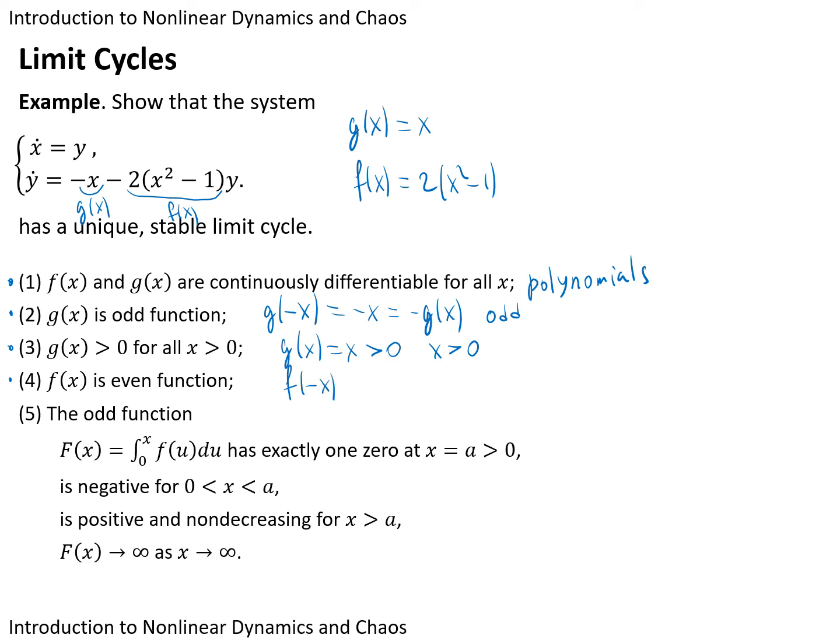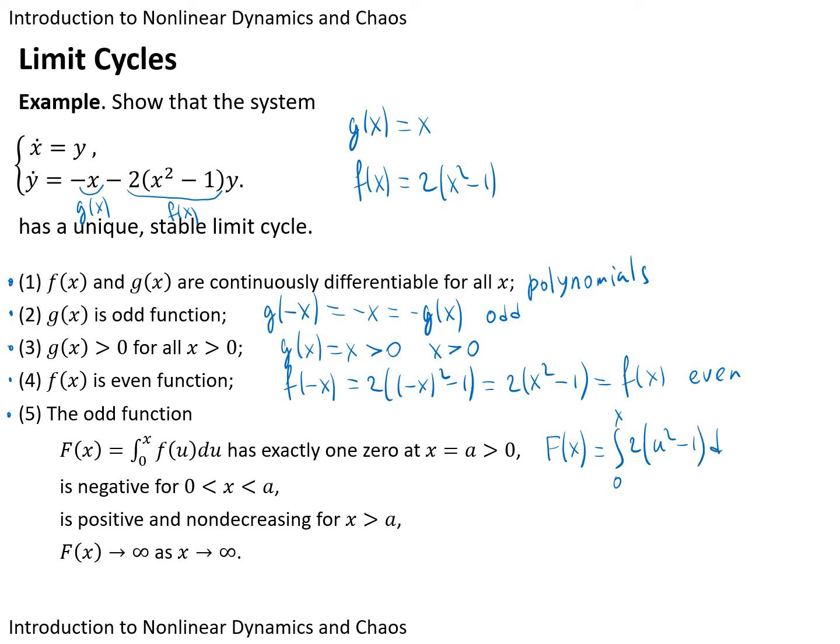Next, let's take f of minus x. This is 2 times minus x squared minus 1, which is the same as the following. And finally, this is the same as our f of x. And we see our f of x is an even function. And then the last step, we need to define the function capital F of x. This is the integral of our small f. So we have the integral of 2 times u squared minus 1 du.